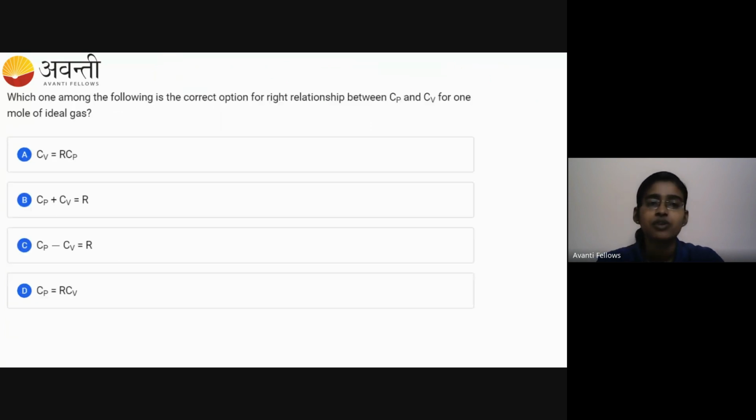Which one among the following is the correct option for the right relationship between Cp and Cv for 1 mole of an ideal gas? So this was that NEET 2021 question which I was telling you about while discussing the last topic. Yes, very good, students. Cp minus Cv is equal to R. Option C is the answer.